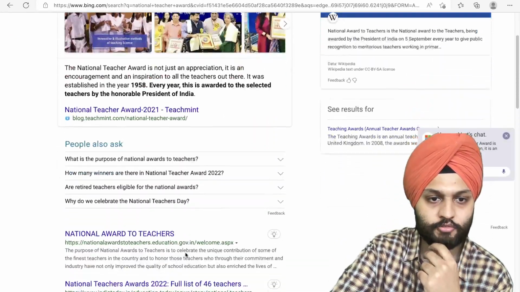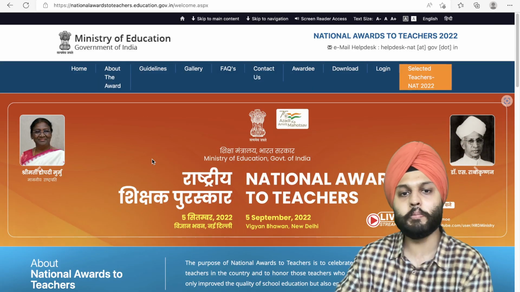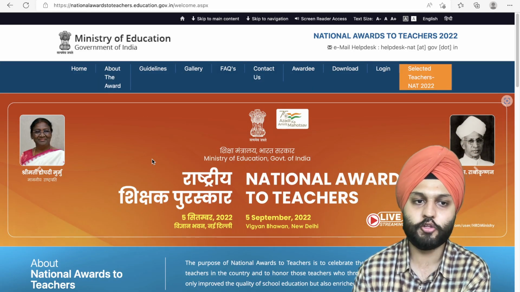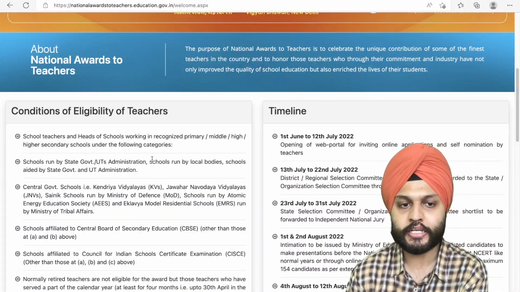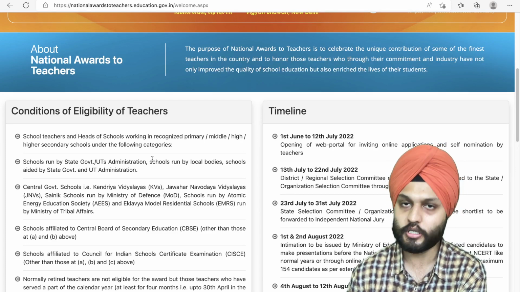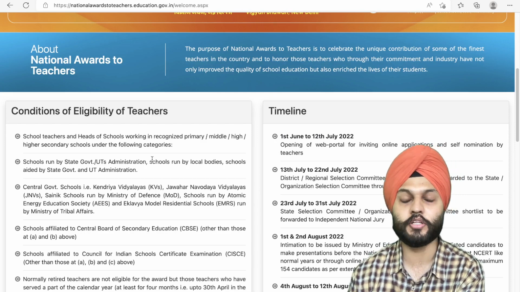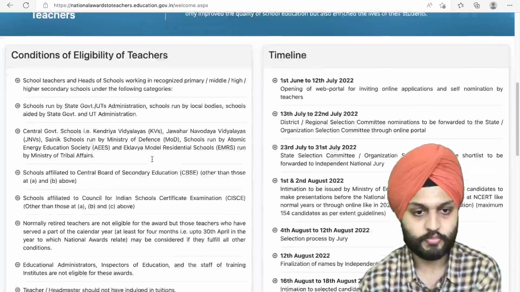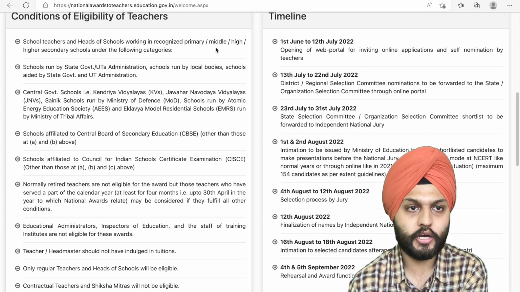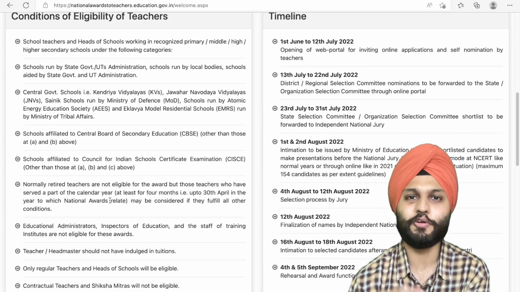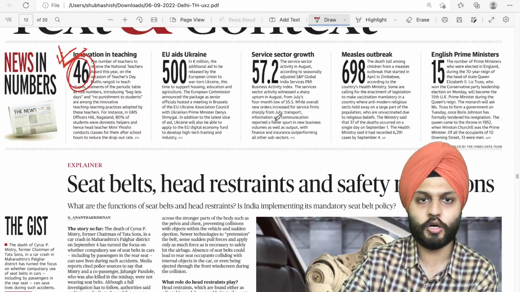Right, so the National Teachers Award. Yeah, so it's coming from the Ministry of Education, right? So the Ministry of Education is doing it, and we have the eligibility criteria also. You should keep an eye on the eligibility criteria for the statement-based questions that are asked in the prelims exam. Right, so primary, middle, higher school. In fact, you can read it for yourself. I can share it on Telegram, or you can find it. You know how I searched for it.